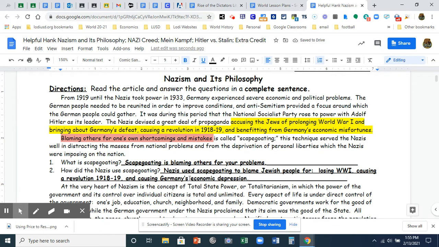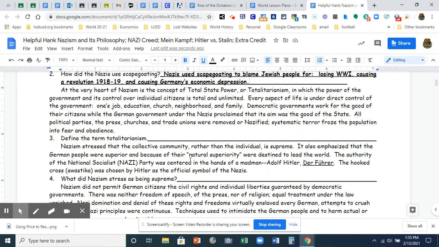So, complete sentence, complete answer, moving on. At the very heart of Nazism is the concept of total state power, or totalitarianism, in which the power of the government and its control over individual citizens is total and unlimited. We're going to have to define totalitarianism, so let's get that one. Our last one was pink, so this time I'm going to go yellow. Every aspect of life is under direct control of the government: one's job, education, church, neighborhood, and family.